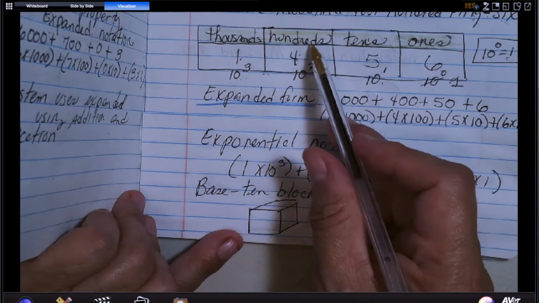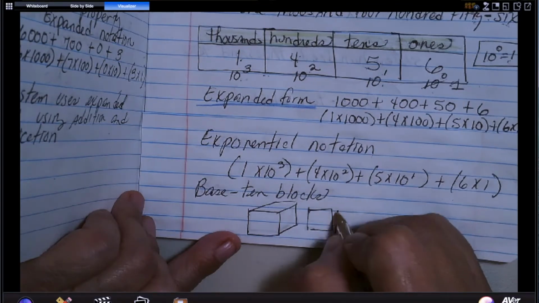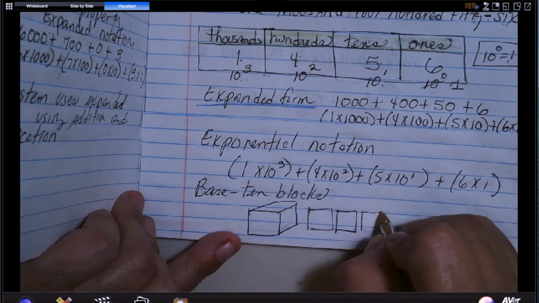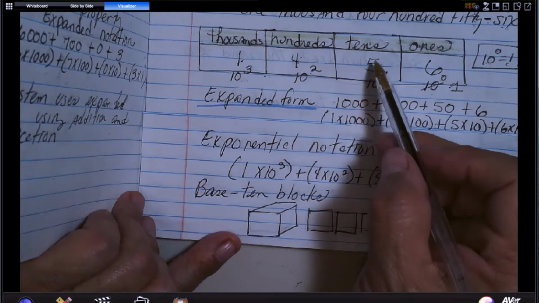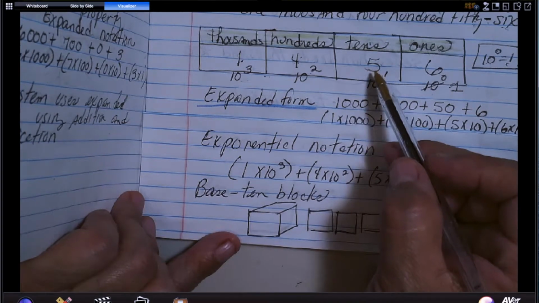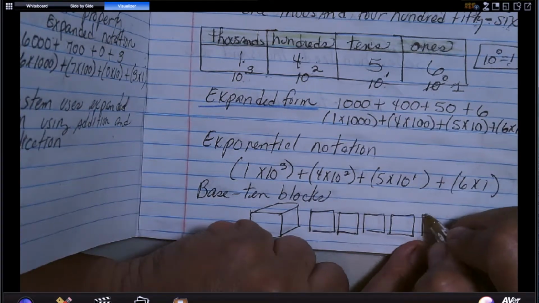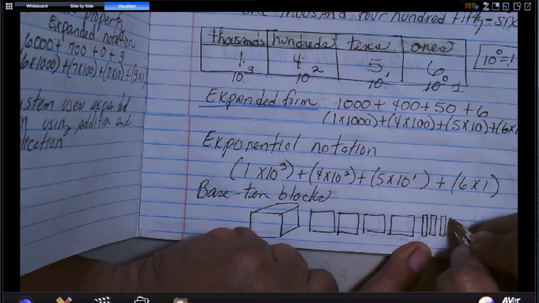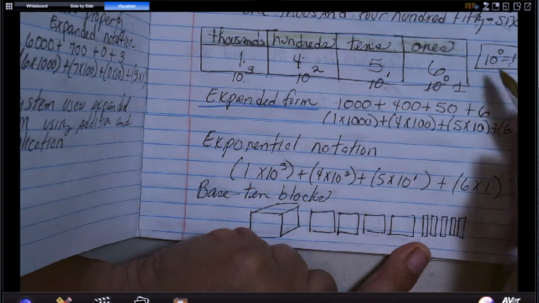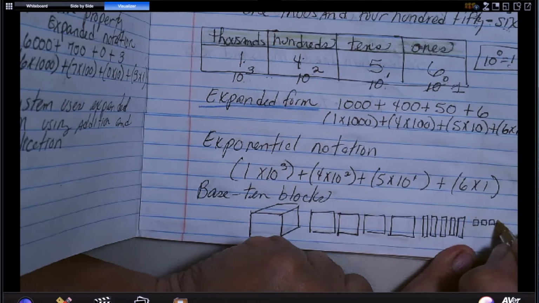Hundreds is represented by a flat or a rectangle, so we're going to draw 4 flats. The tens is represented by rods, which is a long, thin rectangle, and there's 5 of them. And then our units are our teeny little units.